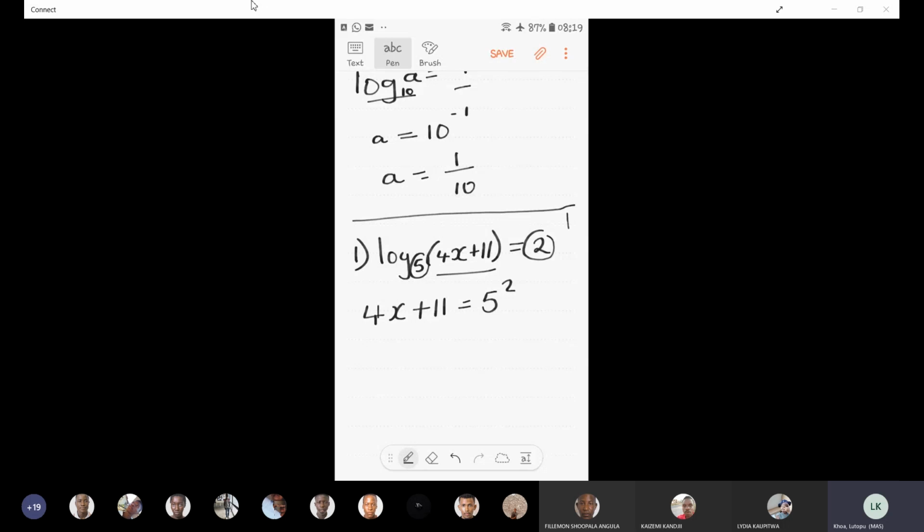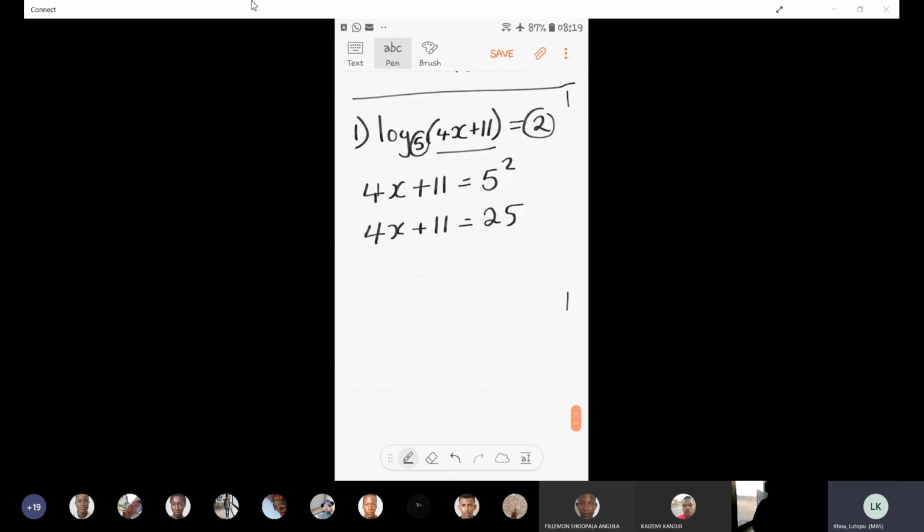Now we know that 5 to the power of 2 is equal to 25. So I have 4x plus 11 equal to 25. Now you know how to solve this simple linear equation. Everything except x to one side, everything with x on the other side, and then you solve for x. So this becomes 4x equals 25 minus 11, that is 14.